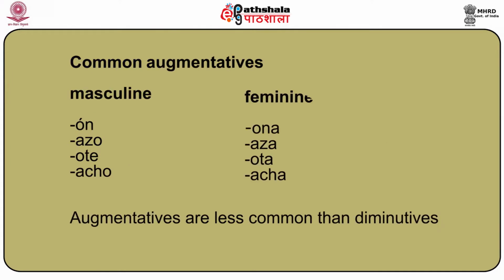The most common Spanish augmentatives in masculine are on, aso, ote, acho, etc. And they are used in the feminine also, which is ona, asa, ota, acha. These augmentatives are less common than diminutives.